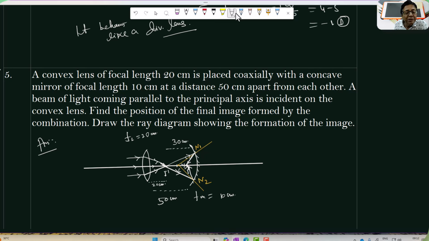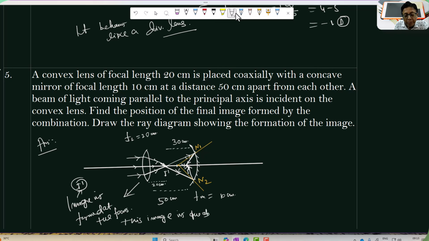And is it supported by the mirror equation? This will be supported by the mirror equation. Here, the image is formed at the focus. Now, this image is I dashed. This image is the object. I mean, it behaves like an object. Object for the mirror.